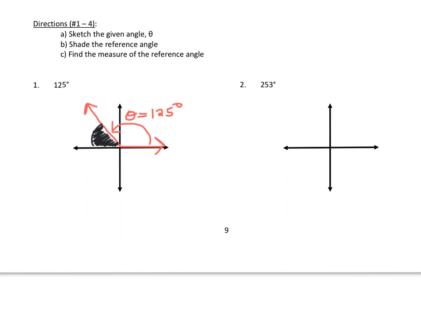Let's do that. If we do 180 minus 125, that'll give us 55 degrees. Okay, so for part C, our reference angle, I'm just going to write this right here, would be 55 degrees. And if you want to check, just to make sure you got this right, just add it up. 125 plus 55 would add up to give you 180 degrees.